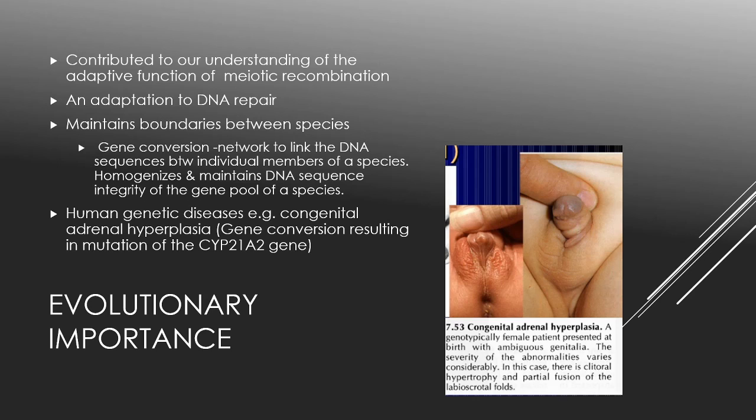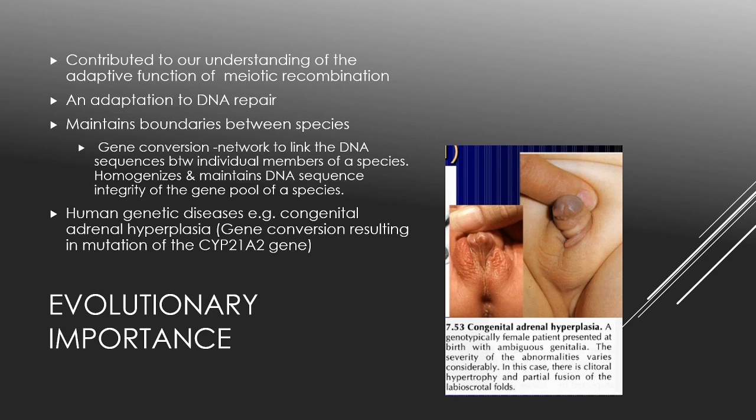Human genetic diseases such as congenital adrenal hyperplasia. Adrenal is adrenal gland, hyperplasia is growing too big. So it is a gene conversion resulting in mutation of CYP21A2 gene. So in this picture, you can see this is a patient with a congenital adrenal hyperplasia. Congenital means that it happens in the womb. Adrenal is adrenal gland. Hyperplasia means that it grows too big.